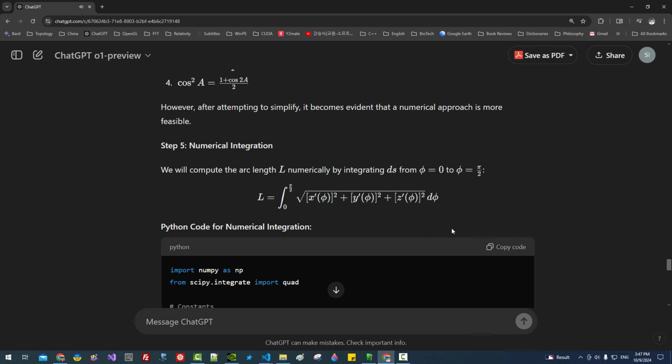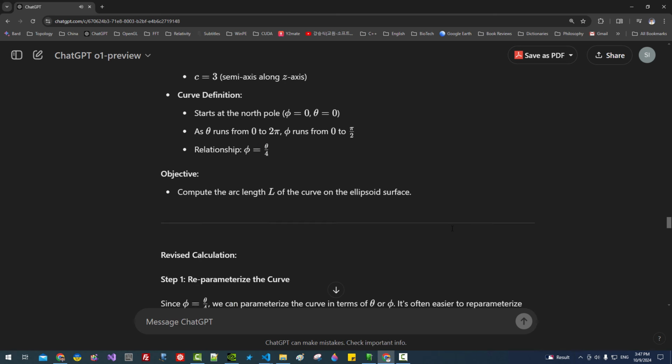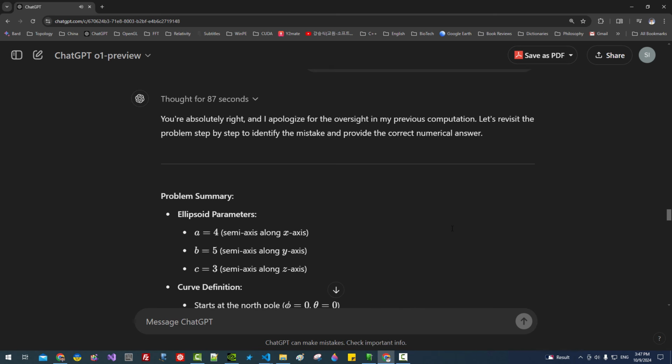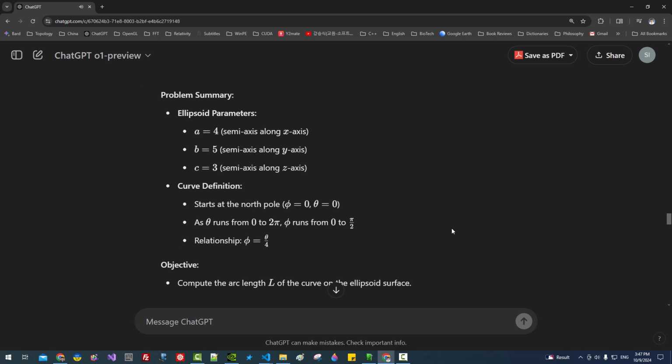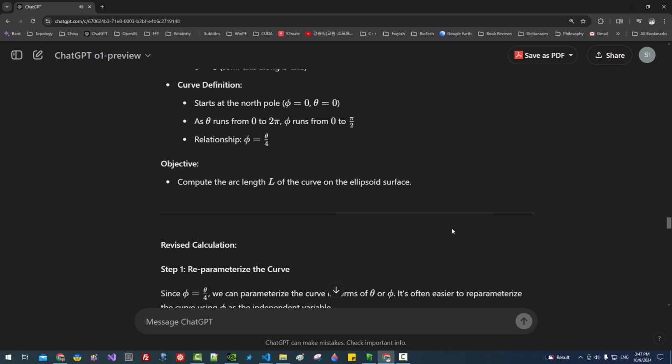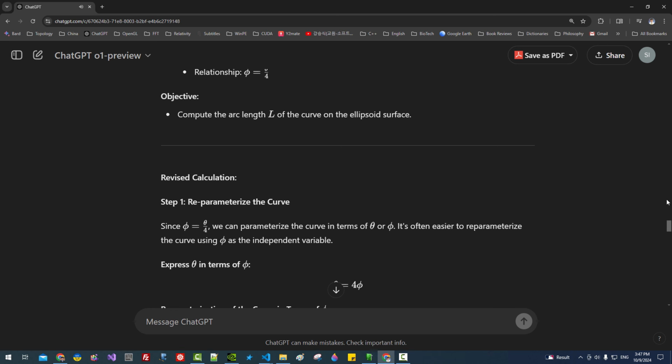You're absolutely right, and I apologize for the oversight in my previous computation. Let's revisit the problem step by step to identify the mistake and provide the correct numerical answer. Problem summary, ellipsoid parameters: a equals 4, semi-axis along the x-axis. b equals 5, semi-axis along the y-axis. c equals 3, semi-axis along the z-axis. Curve definition: starts at the North Pole, phi equals 0, theta equals 0. As theta runs from 0 to 2π, phi runs from 0 to π, with the relationship phi equals theta over 4. Objective: compute the arc length L of the curve on the ellipsoid surface.